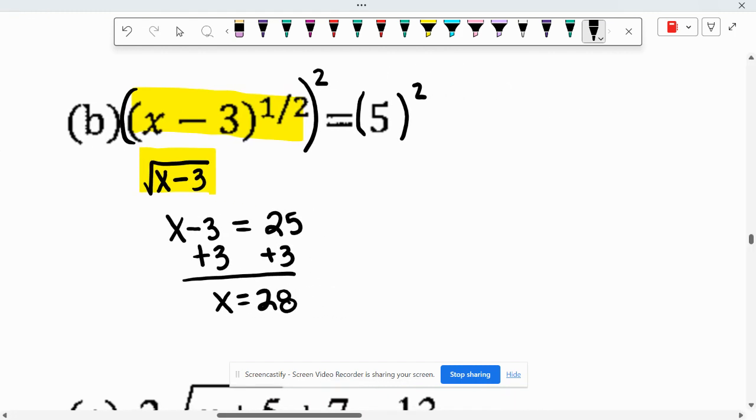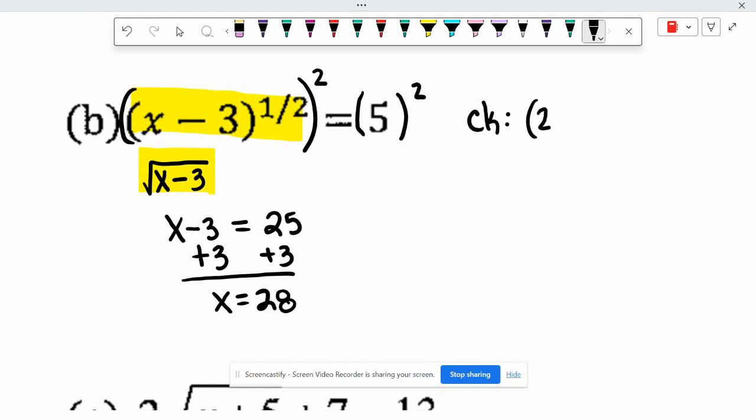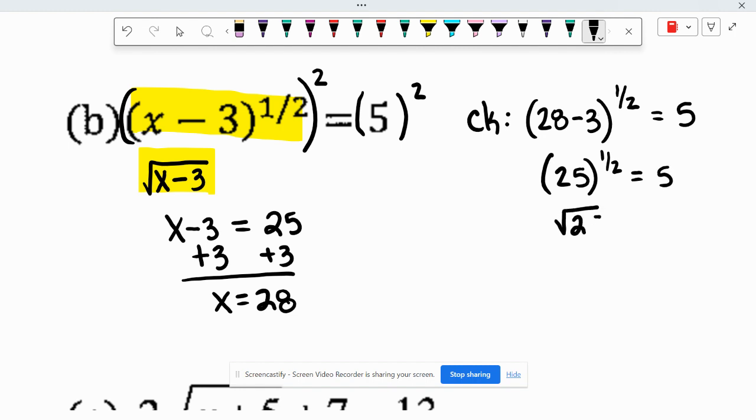I need to check that. So I'm going to go to my original equation. So my original equation, parenthesis 28 minus 3, close my parenthesis, to the 1/2 power equals 5. Well, let's see. 28 minus 3 is 25. And 25 to the 1/2 power is the same thing as the square root of 25. And that does, in fact, equal 5.